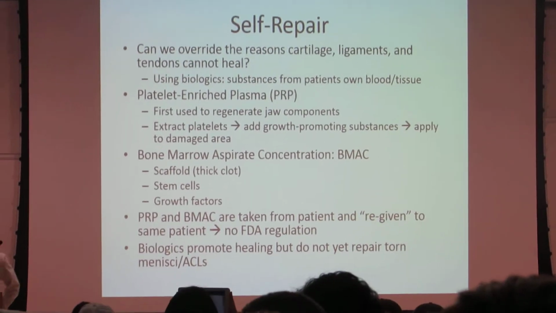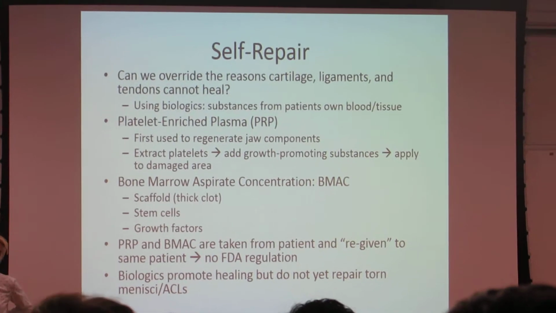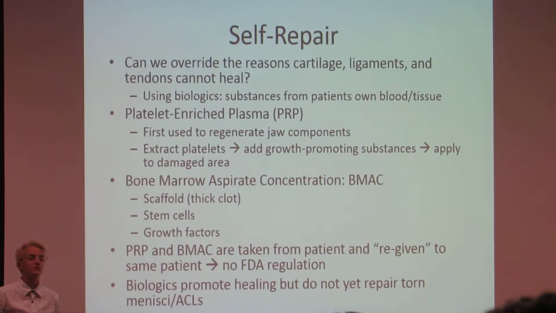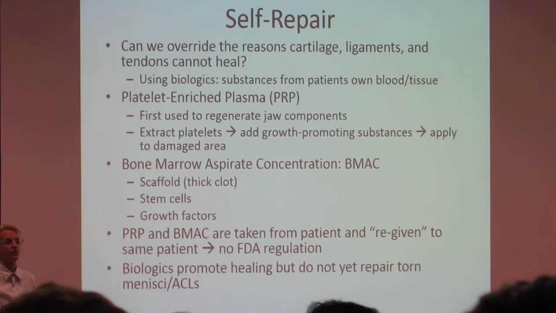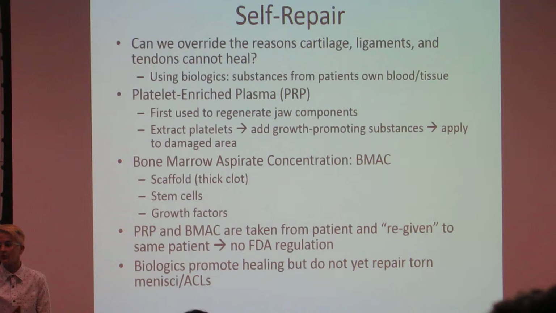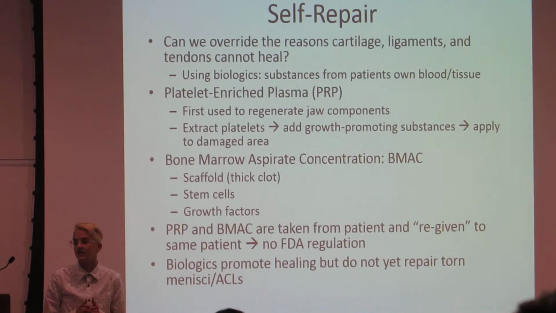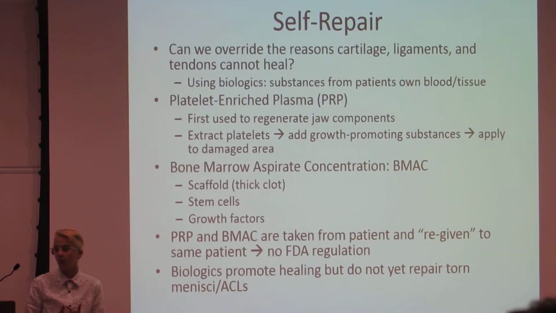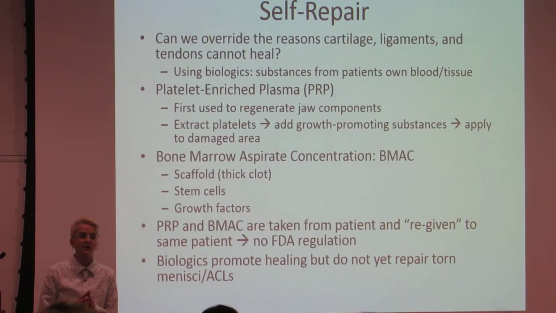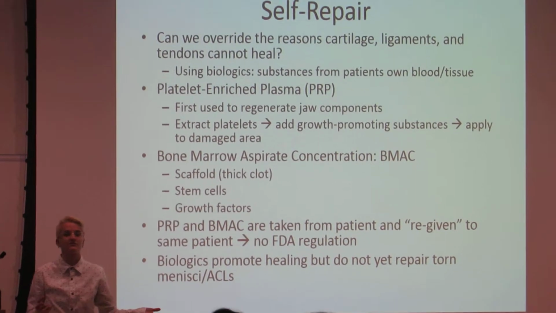A little bit more on self-repair. We can identify why cartilage, ligaments, and tendons can't heal. So can we override that? Can we make it so they can heal? What can we do? Use biologics. Biologics in this case are substances from the patient's own blood and organs. So there's no immune problem here, it's just cell to cell.